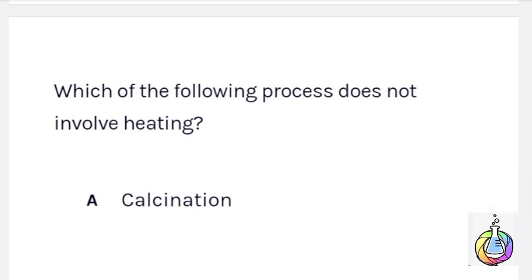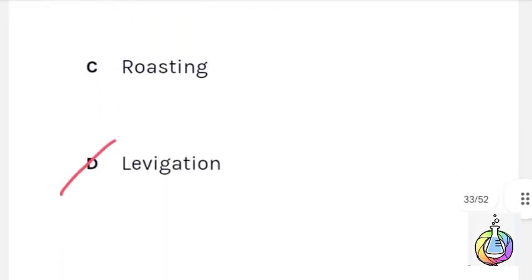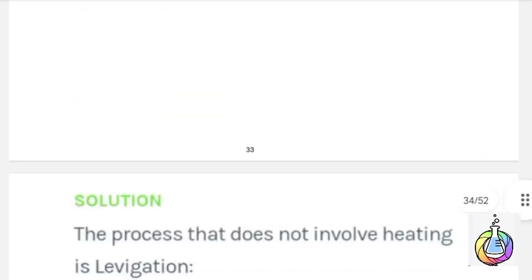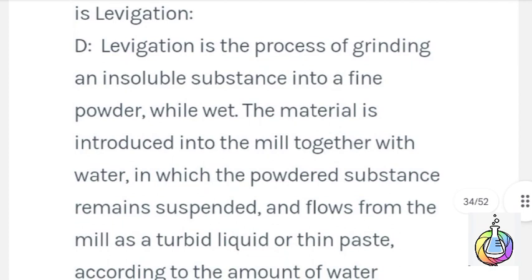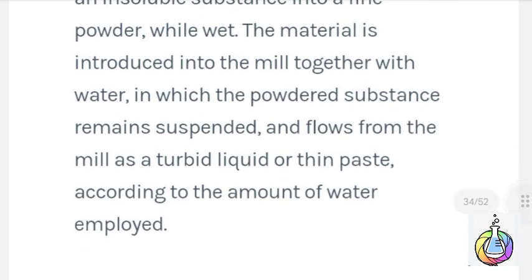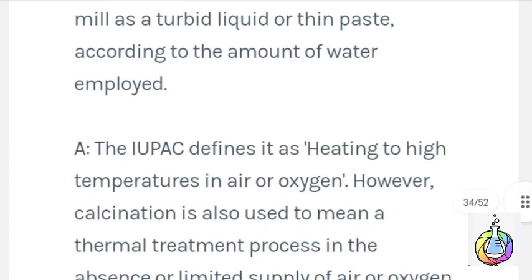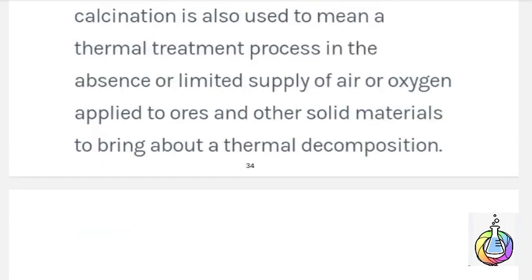Next question. Which of the following processes does not involve heating? There, option D is the correct answer: levigation. Here is the solution. The process that does not involve heating is levigation. Levigation is the process of grinding an insoluble substance into a fine powder while wet. The material is introduced into the mill together with water, in which the powdered substance remains suspended and flows from the mill as a turbid liquid or thin paste according to the amount of water employed. Levigation is the correct answer.